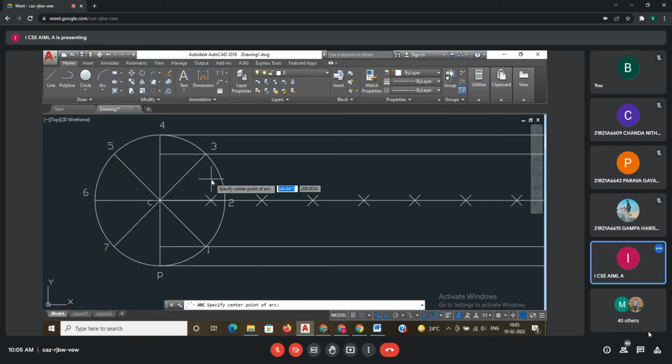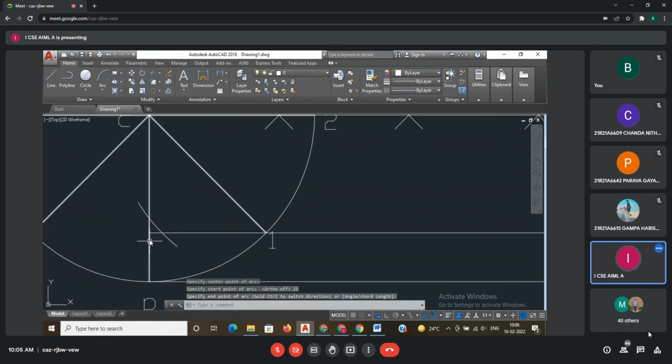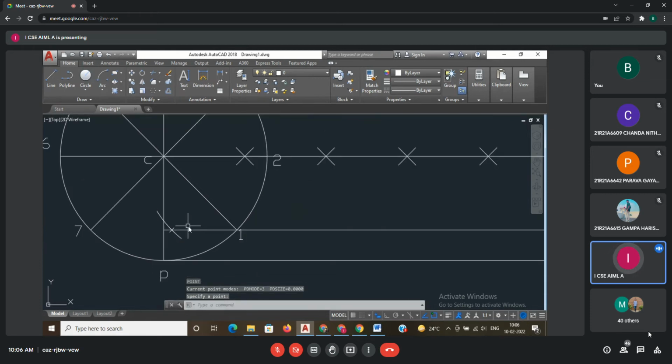Take C1 as a center, CP as a radius. What is the CP radius? 25. CP as a radius, CP radius 25, I will draw one arc. That arc will cut the first line here. The arc will cut the first line, meaning I will get one point here. Okay. That is one method. C1 as center, CP as a radius, draw one arc. That arc will cut the first point.